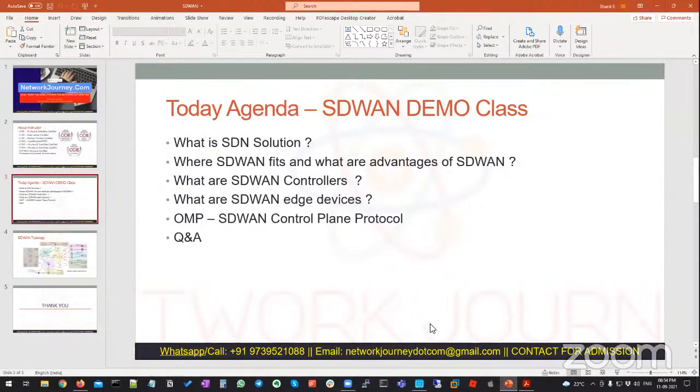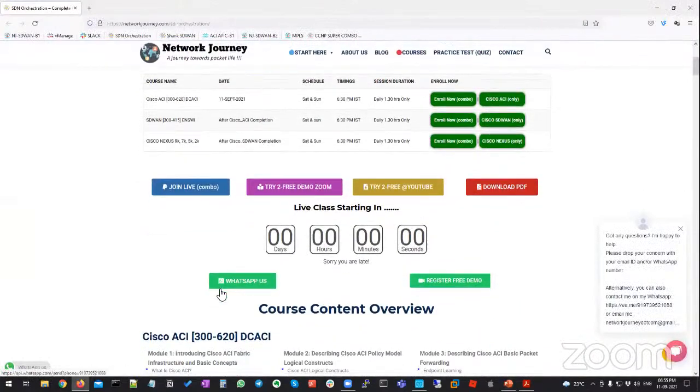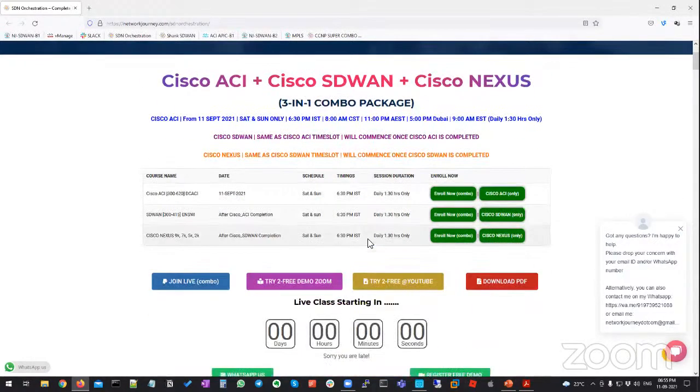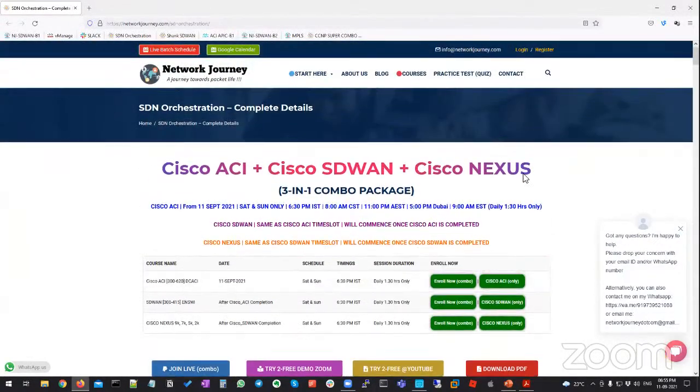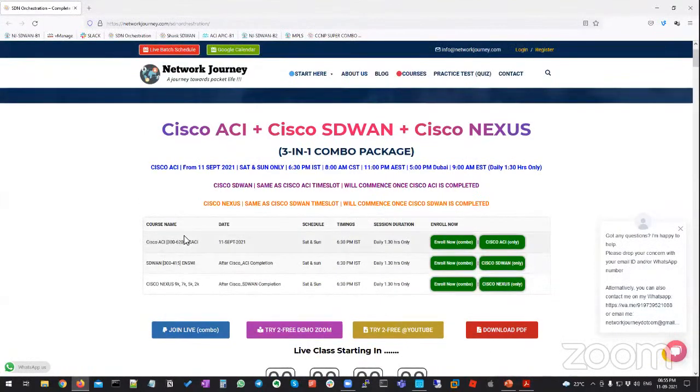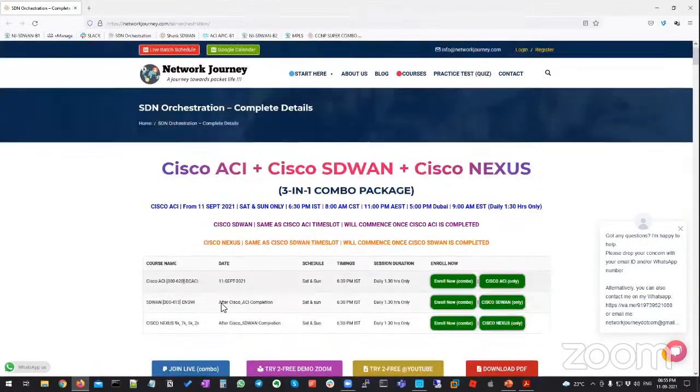Before I start with the topic, give me 2-3 minutes to tell you the most asked questions so that you don't have any confusion in your mind. As Sagar already said, this is a combo batch of SDN orchestration, which provides Cisco ACI, SD-WAN, and Cisco Nexus. We're going to add Cisco VXLAN as well, and later we will provide the details. Today is the first webinar class, but the actual class starts after 2 weeks.